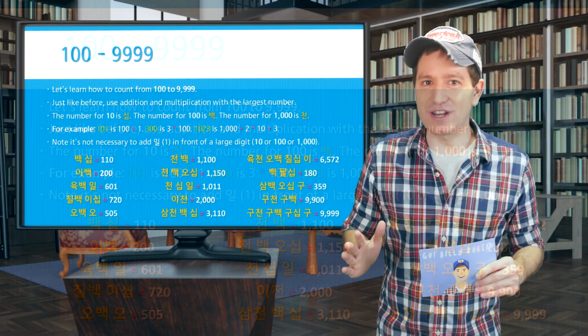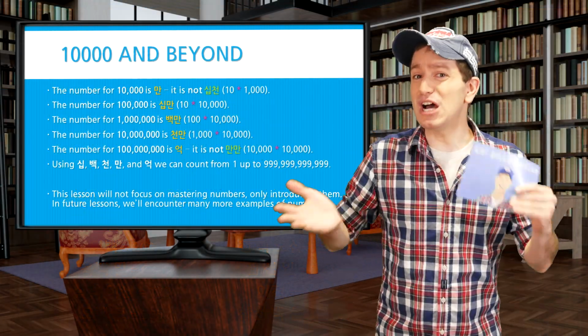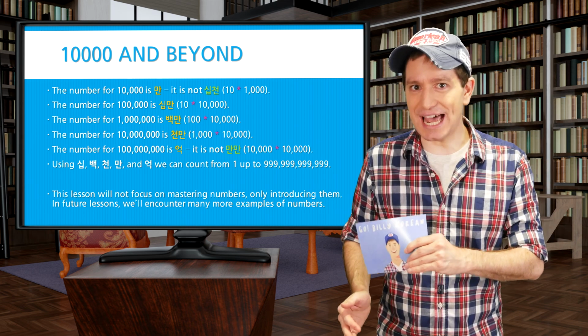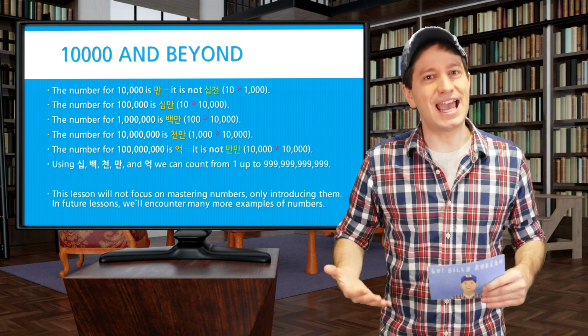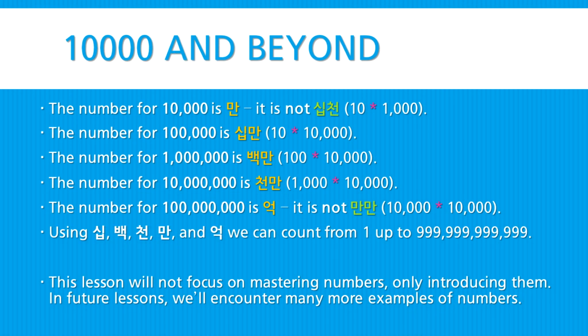So practice all of those numbers before moving on, but we can even get much higher if we know the next largest digit, and that is 10,000. Now 10,000 is not 일만, but it is 만. And using 만, we can get some of these numbers. 10만, which is 10 10,000s or 100,000. 100만, 1 million. 1000만, 10 million. And we can even go further if we know the next largest digit, which is 억. 억 is 10,000 of 10,000 or 100 million.